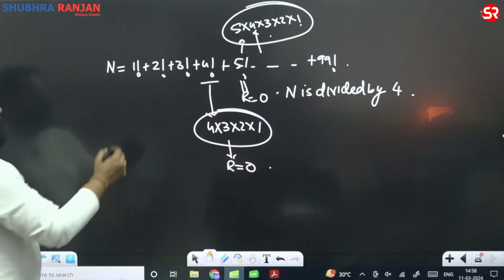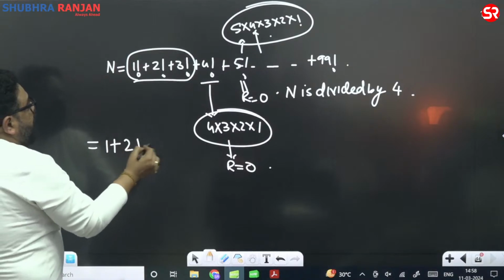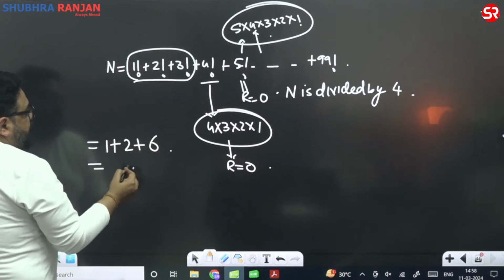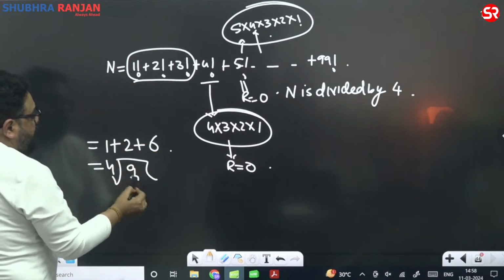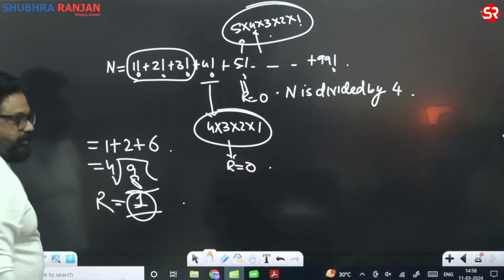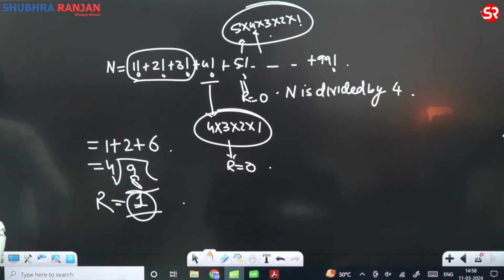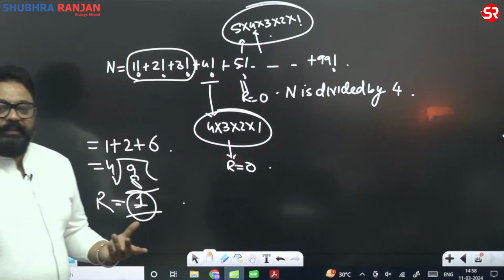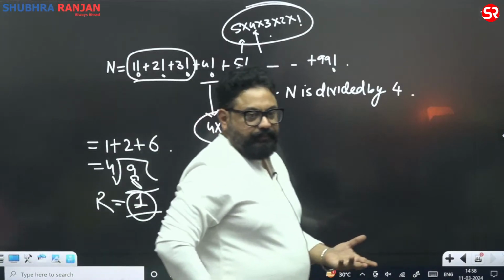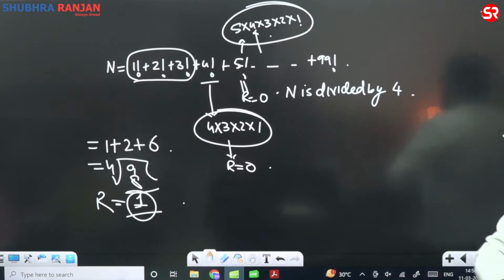So you are left with only these 3 numbers. 1 factorial is 1, 2 factorial is 2, 3 factorial is 6, which means 9 when divided by 4. Remainder is 1. Come on, this is so easy. We call it a bluff question. Feels like it's very tough, but it is not at all tough. It's called a bluff question.